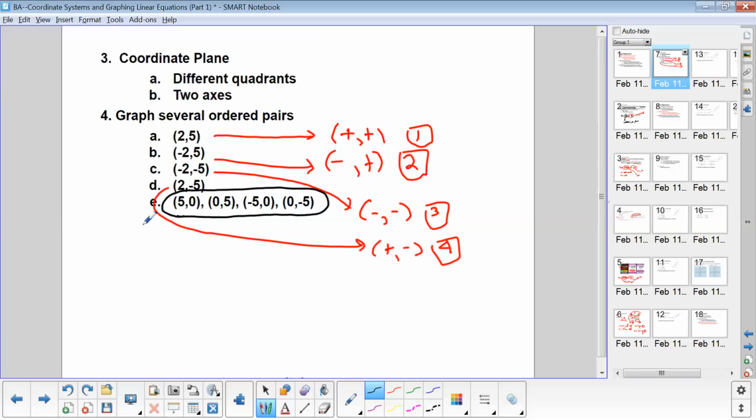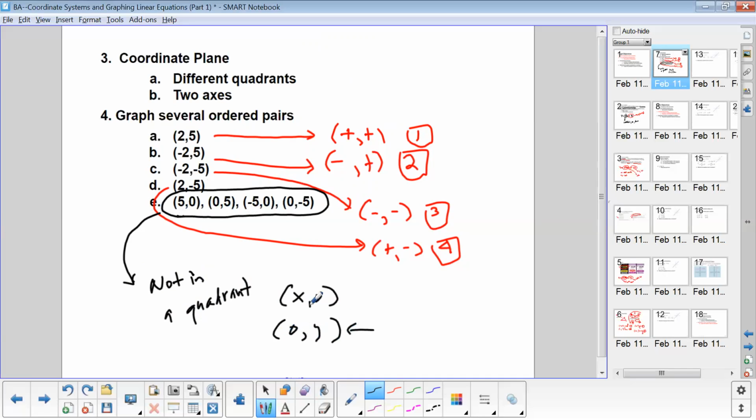Where we have some red flags, or just understanding that these are not in a quadrant. And what that means is where you have an x-intercept, which is an x value and y is 0, or you have a y-intercept, that's when x is 0 and you have a value for y. We will be looking at these heavily, this y-intercept, when we are writing equations that fit our slope-intercept form.